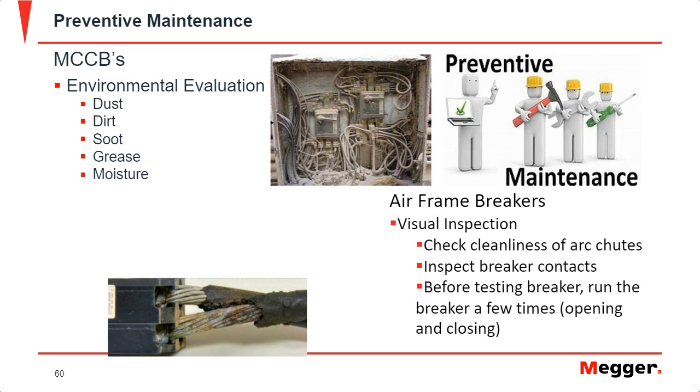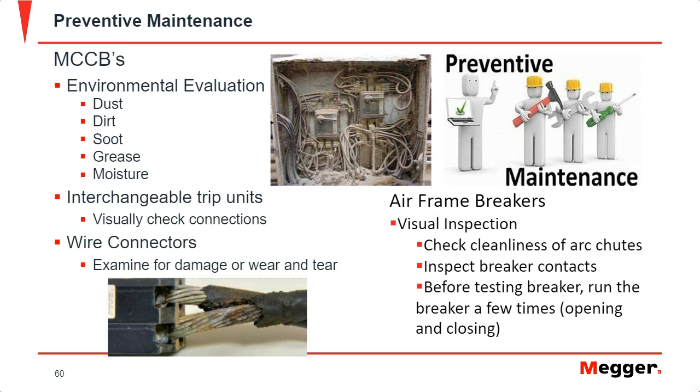So with molded case breakers, you can see if there's any dust, dirt, soot, grease, or moisture, any wire damage. Again, you can check the trip units, wire connections. For your air frame breakers, you can check the arc chutes, inspect the breaker contacts. And then one way you can check the breaker contacts and make sure that everything's touching correctly, you can open up the breaker and do what we call a slow close, where you grab the contacts of the breaker, you move it closed slowly and make sure that everything connects in the correct process.